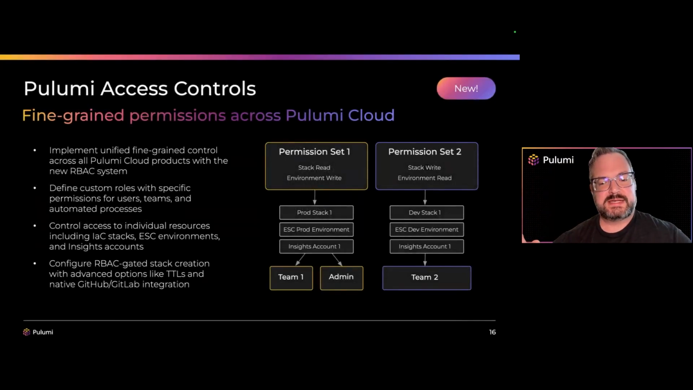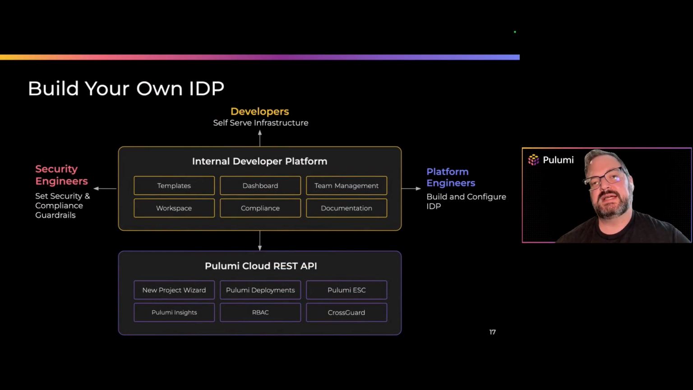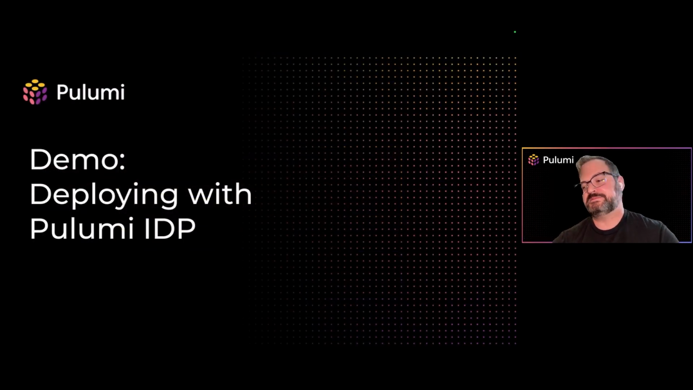Just a little bit more about our access controls, but again, just running through here. And through all those APIs, you can build your own IDP. You can do it. If you have the time, if you have the experience, if you have the teams, you can make all of this happen with the help of Pulumi Cloud. You could build your own web front end, and you could have a self-service platform that your developers log into. But if that sounds like a lot, which it is, let's take a look at Pulumi IDP.